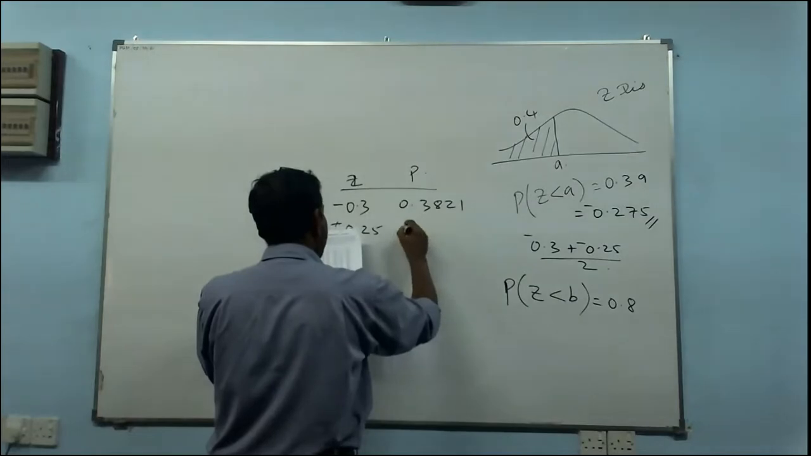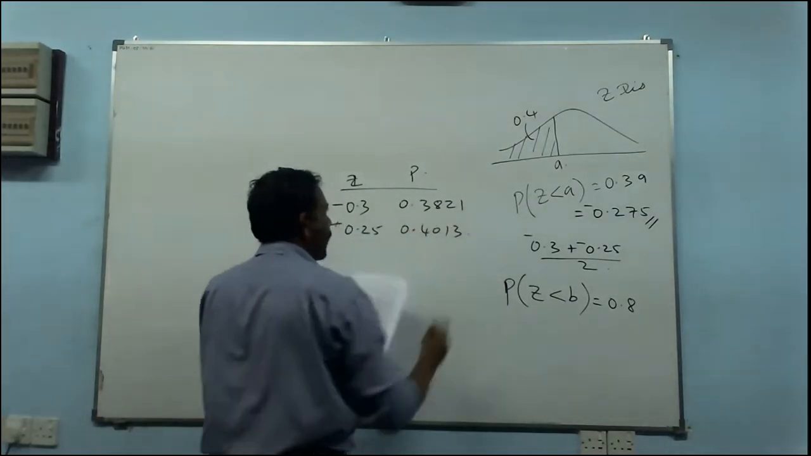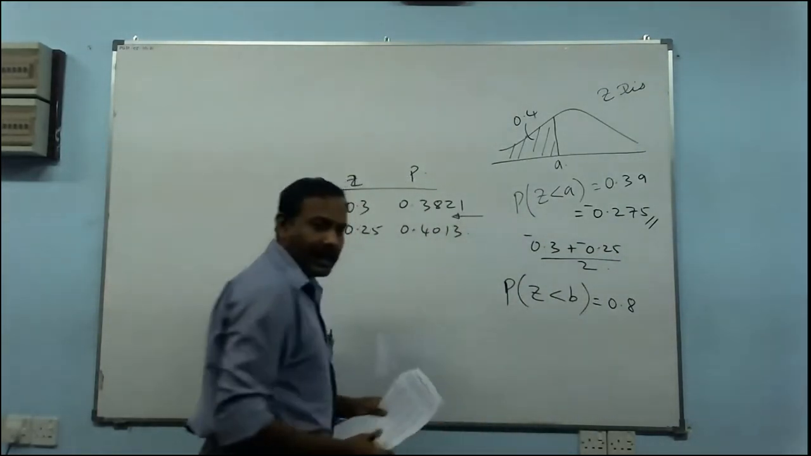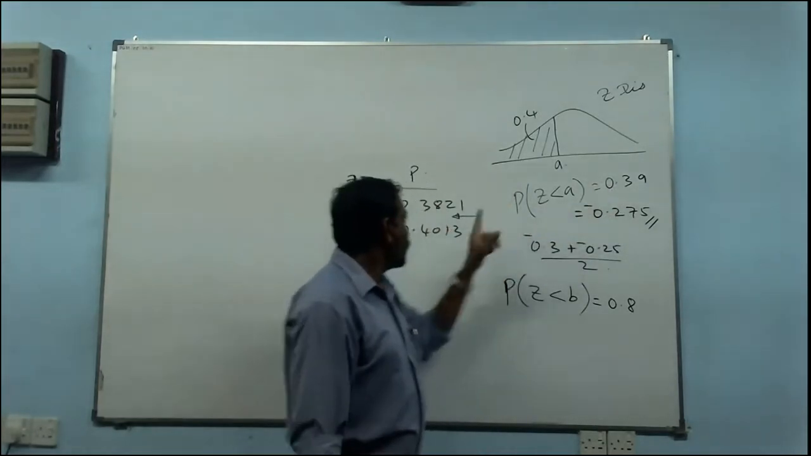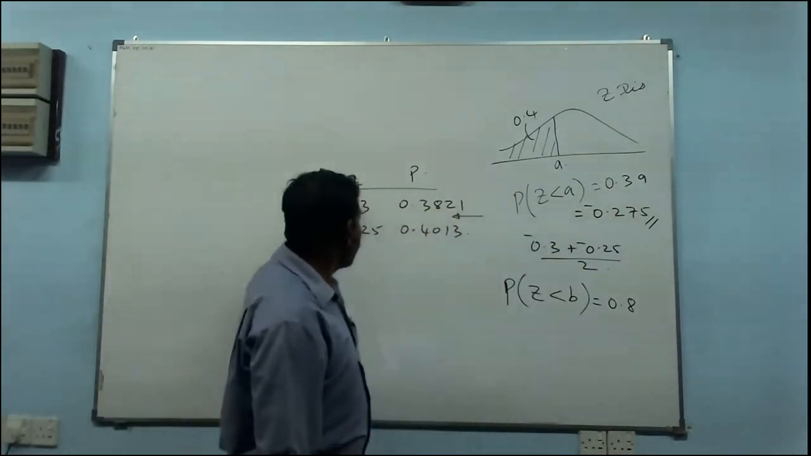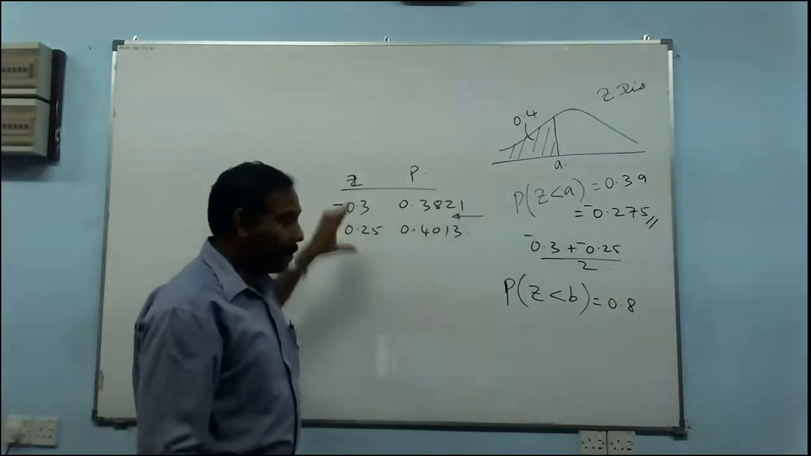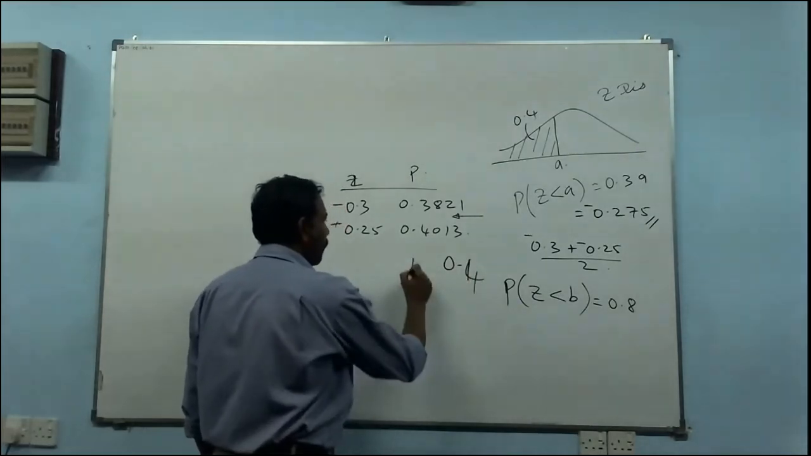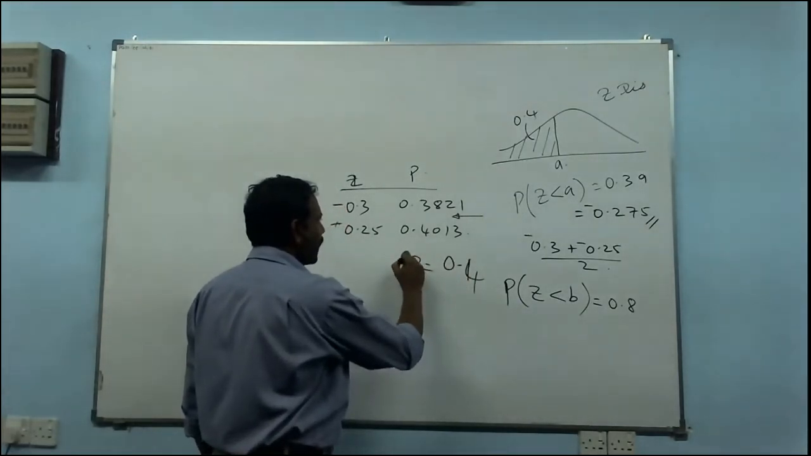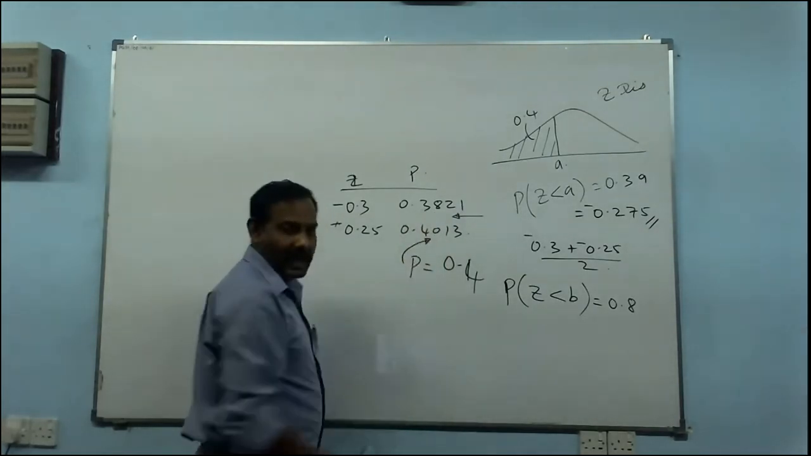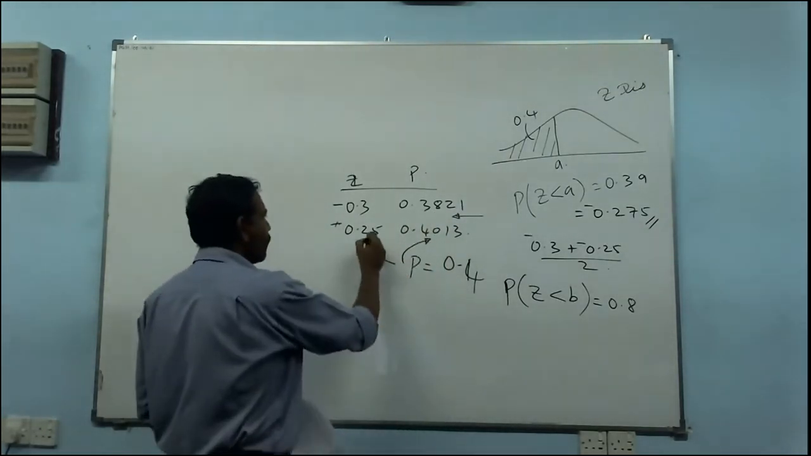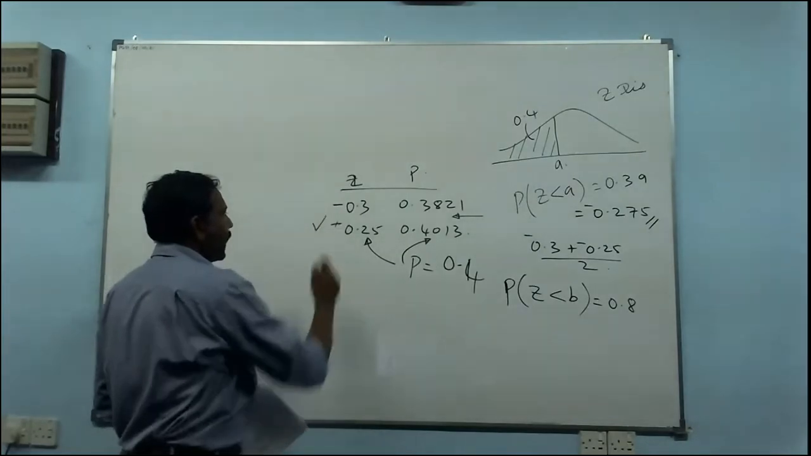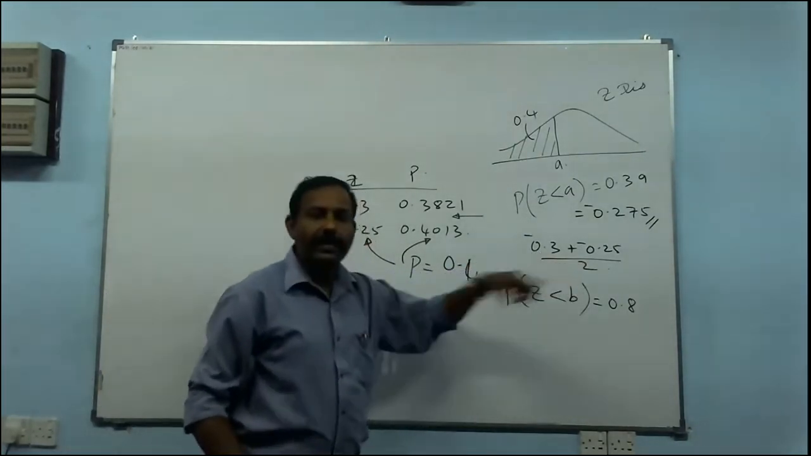0.3821, 0.401. So tell me, this probability value is more or less in the middle, isn't it? So we'll have to take the average of this. But as you pointed out earlier, the probability value P equal to 0.4 is much closer to this value compared to here. The difference is less, so we can assume this as the value. So still it is correct. If you take the average, that is also correct.